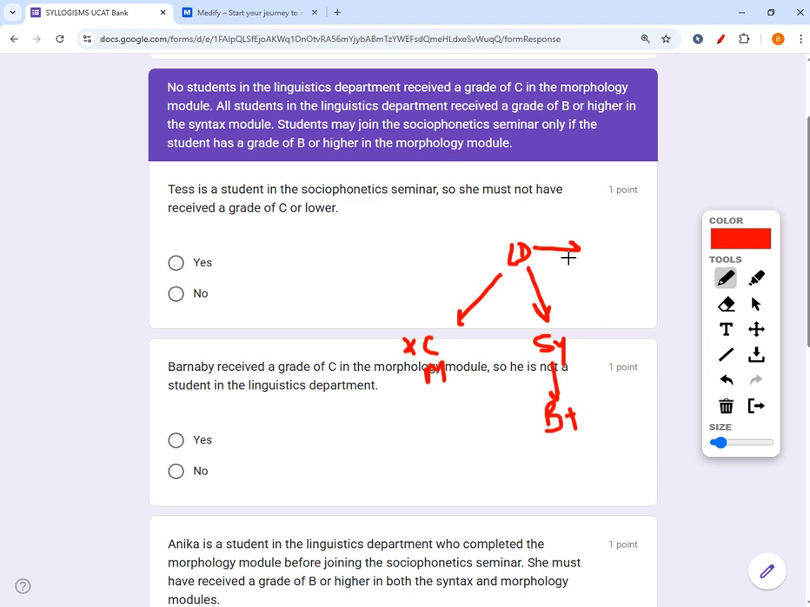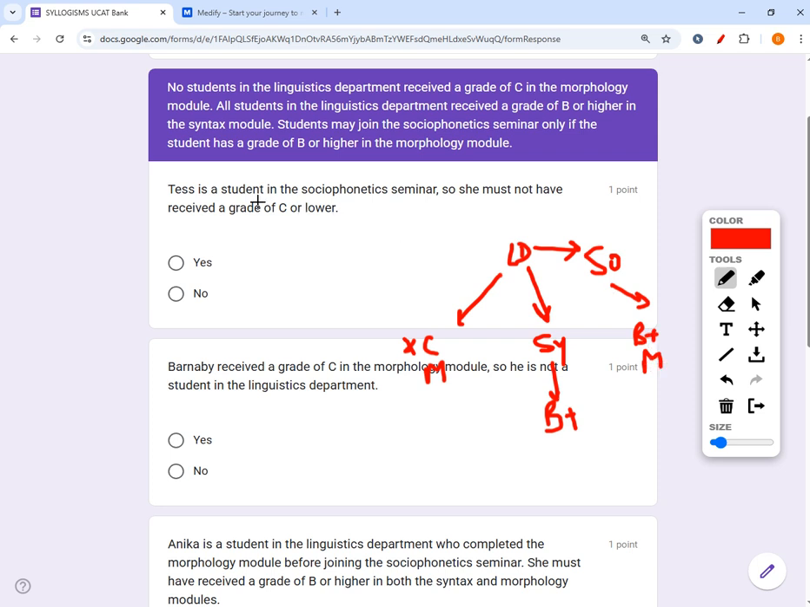If you want to go to sociophonetics, the condition is you need to get a B plus in morphology. One more time, linguistic department students: nobody got a C in morphology. If you see solid lines with no mention of all or some, all students received a B plus in syntax, which is a B and above. If you want to get into the sociophonetics seminar, you need a B or above in the morphology module.